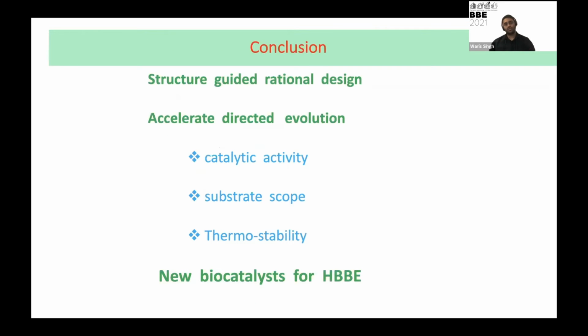So just in conclusion, we can use structure-guided rational design to accelerate directed evolution. By doing that, we can improve the catalytic activity, we can improve the substrate scope, make enzymes more thermostable, and finally, we can obtain novel biocatalysts for HBBE.